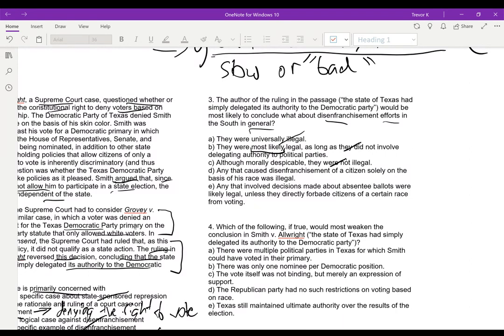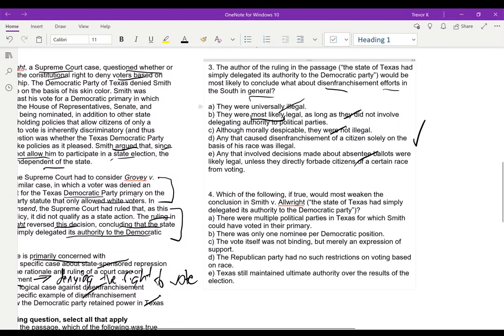Any that caused disenfranchisement of a citizen solely on the basis of his race was illegal. That seems actually pretty good, right? Because that was sort of the ruling: well, you can't just delegate your authority to disenfranchise a citizen because of skin color. So D is actually pretty good. E, any that involved decisions made about absentee ballots were likely legal, unless that's too broad. Who knows what they thought about absentee ballots in general. So D, yeah.